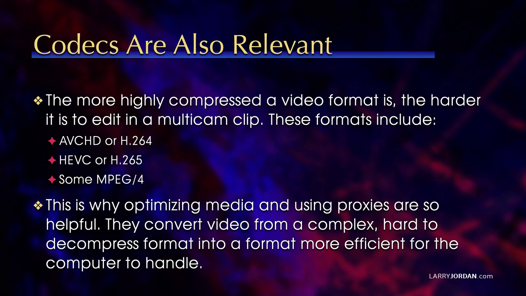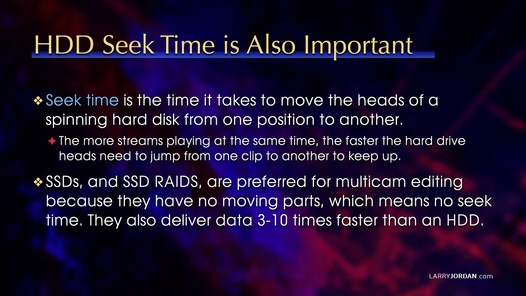These highly compressed formats require the CPU to work even harder just to be able to display an image. This is why optimizing media, meaning transcoding, and using proxies are so helpful. They convert video from a complex, hard to decompress format into a format which is more efficient for the computer to handle. We've talked about capacity, we've talked about bandwidth, but seek time is also important.